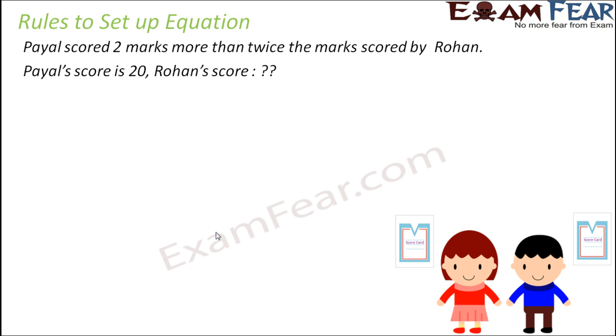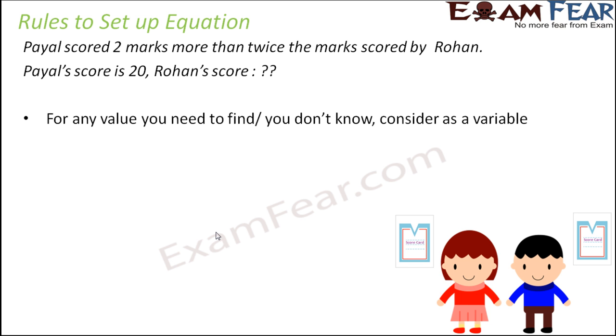Now the first step is that for any value that you need to find or you do not know, consider that as a variable. So in this case, what is that thing which we do not know? Payal's score we already know. Rohan's score is something which we do not know. So as per step 1, we will assume Rohan's score to be a variable. Let us say that variable is x. So let Rohan's score be x. That is our first step.